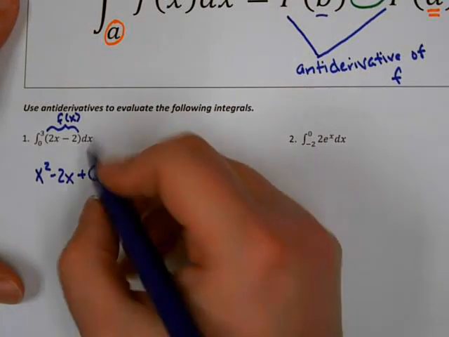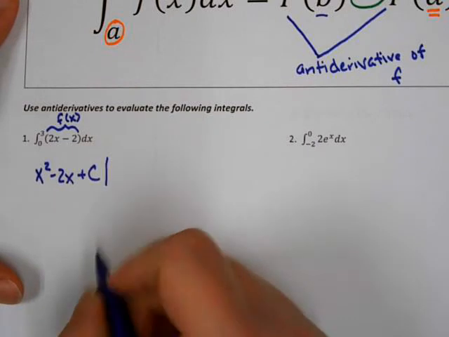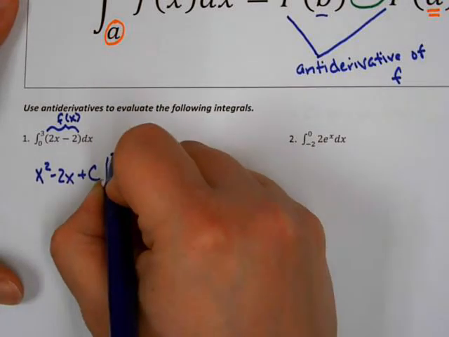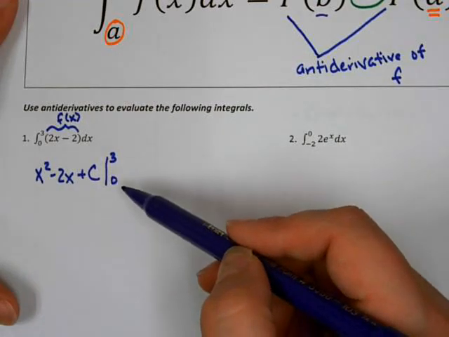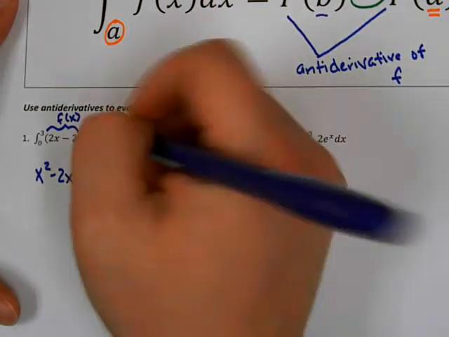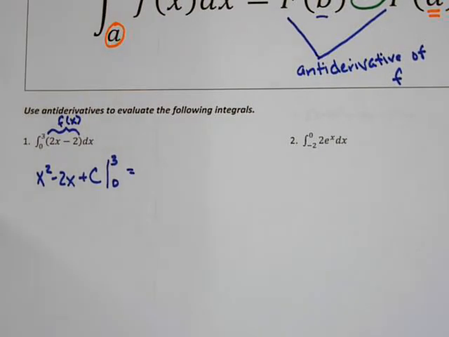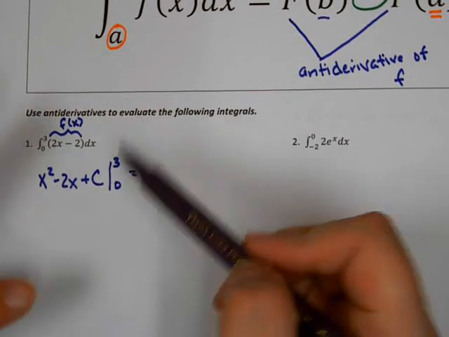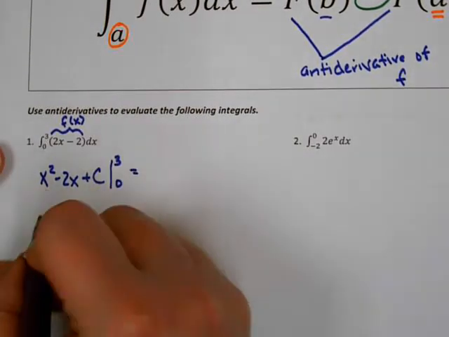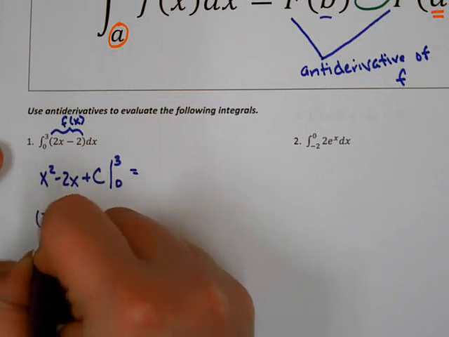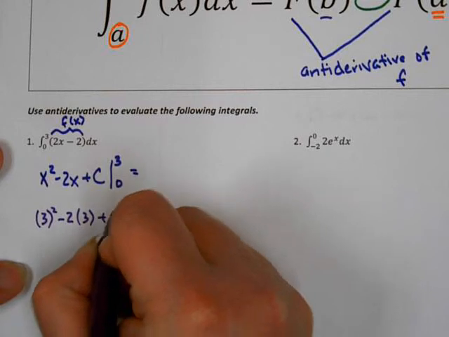And then I've got this new notation for you. We talked about it a little bit once upon a time, but we're going to evaluate it from 0 to 3. So we write the antiderivative and then we draw this line and we put our lower and upper bounds, so 0 to 3. So what this means is now we're going to have to actually evaluate it. We always take the upper bound first. So I'm going to take the 3 and substitute it into my function. So it's 3 squared minus 2 times 3 plus c.